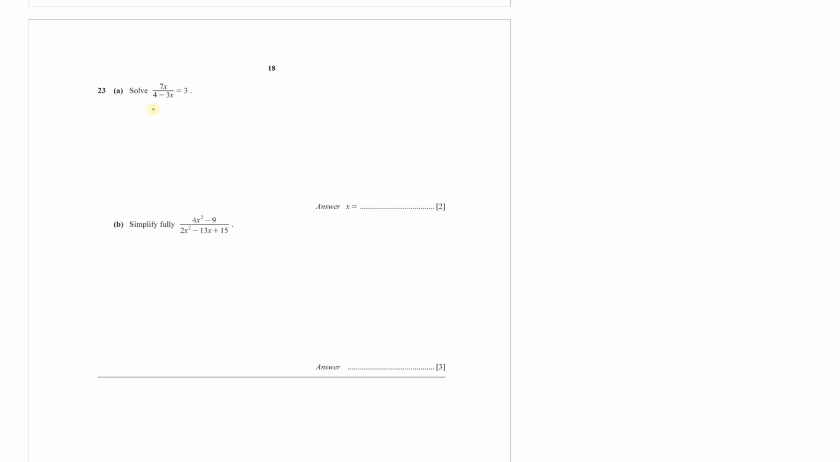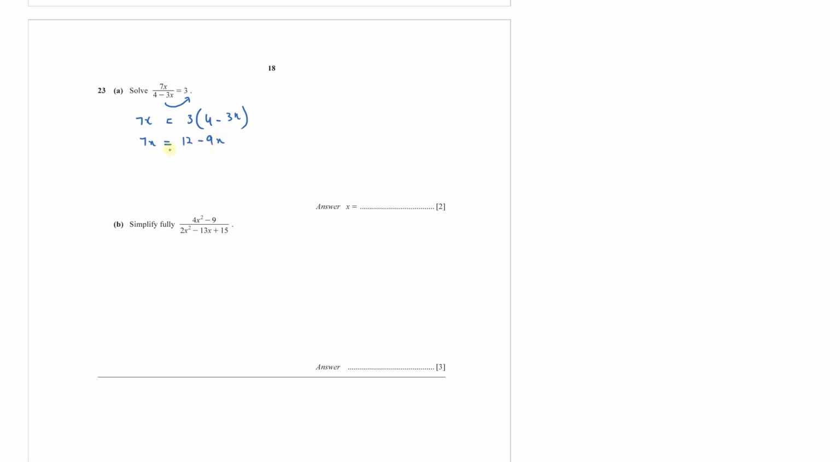Question number 23 is solve this equation. So you have 7x. If I cross multiply and take this to the other side, I get 7x equals 3 times 4 minus 3x. So 7x would equal 4 threes are 12, 3 times 3 is minus 9x here.